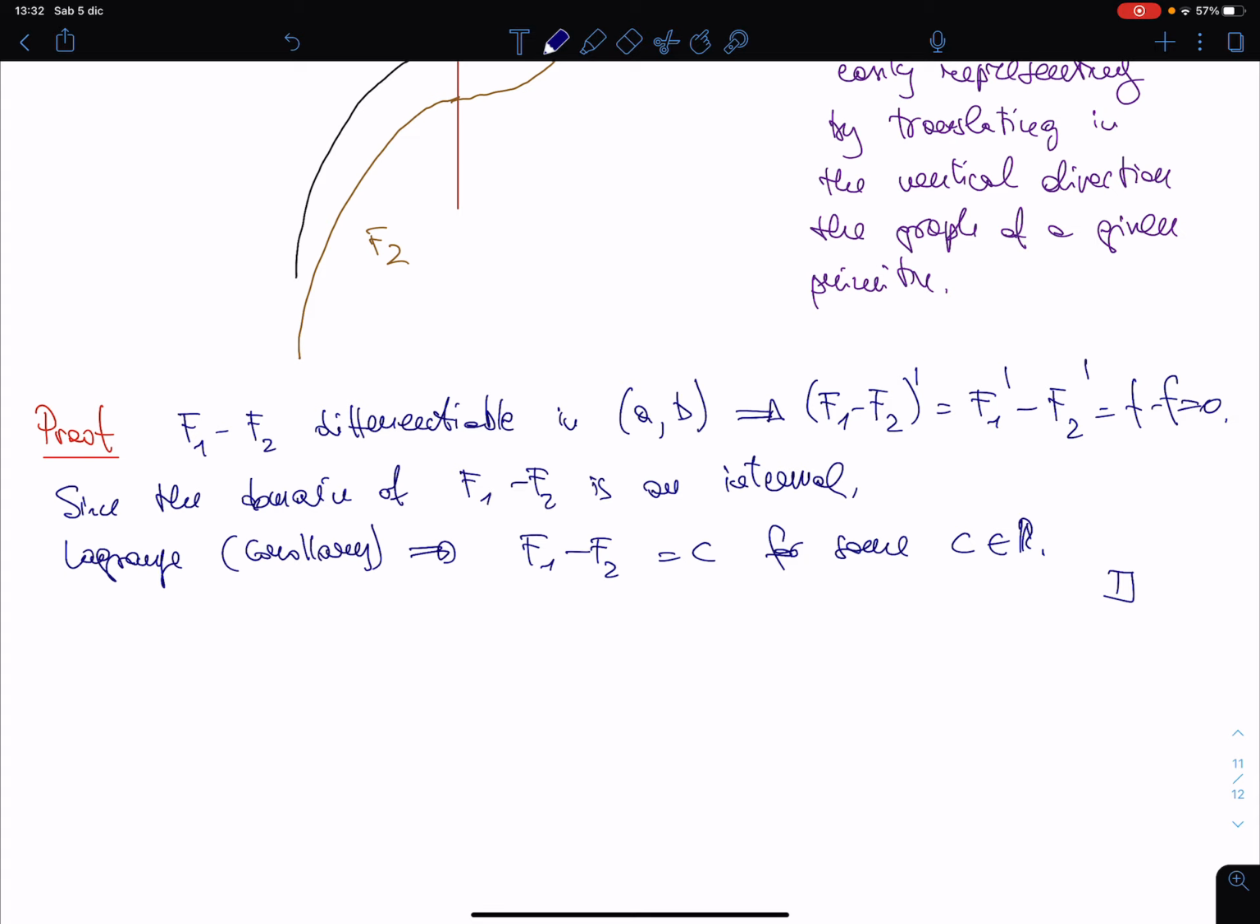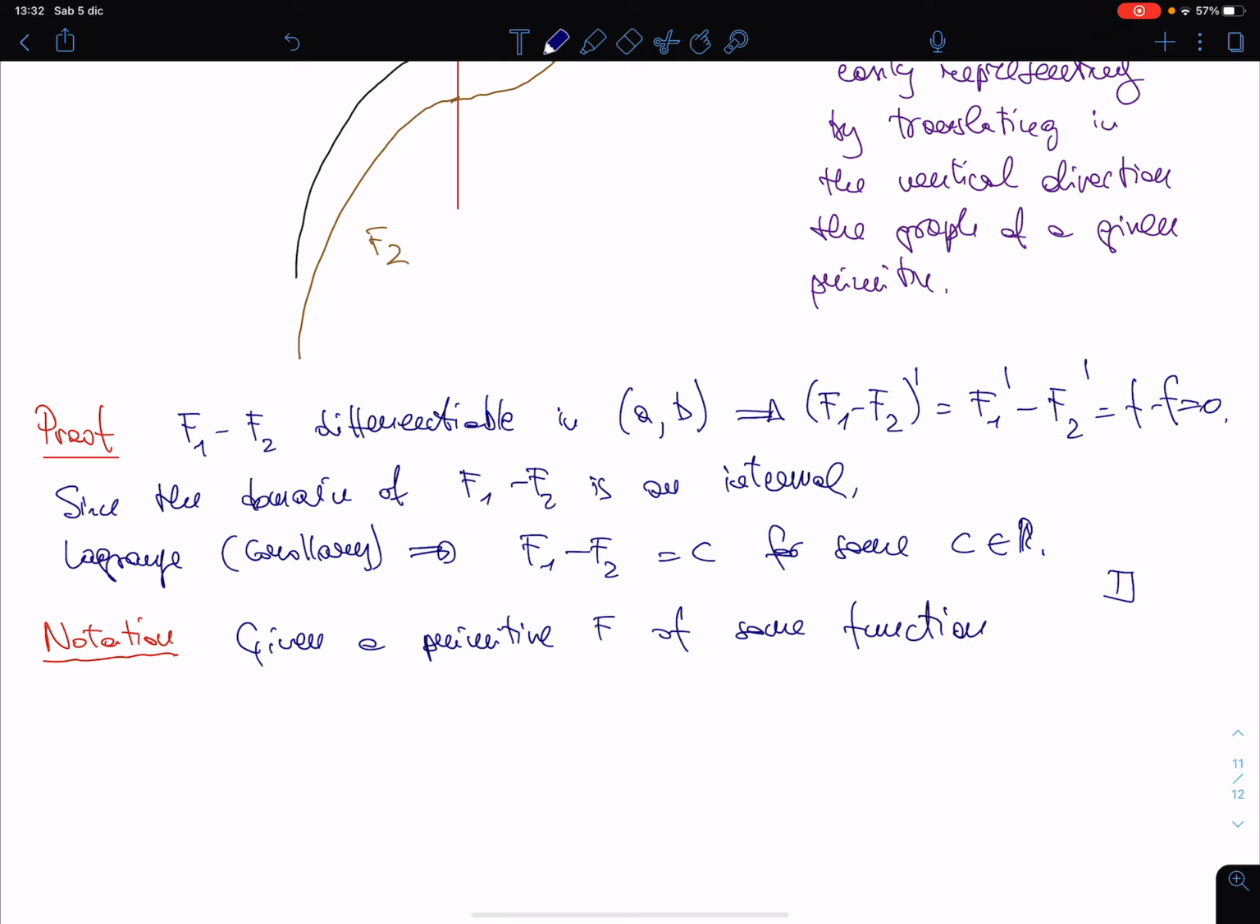Okay? So, as a notation, given a primitive, capital F, of some function small f, the usual writing for the indefinite integral is the following.